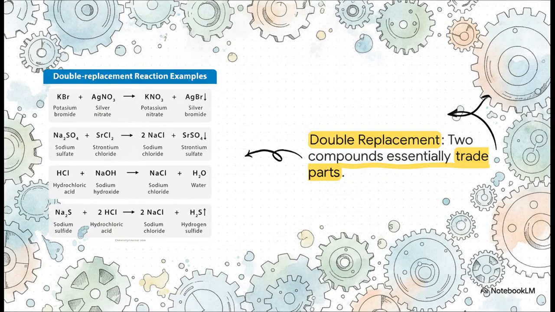This is a full-on swap. You have 2 compounds reacting, and they essentially trade parts to form 2 completely new compounds. The components just cleanly swap partners, instantly turning the reactants into an entirely different set of products.